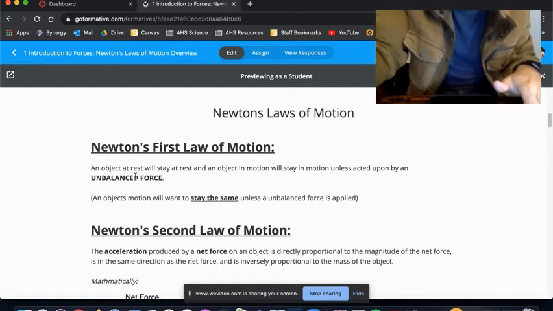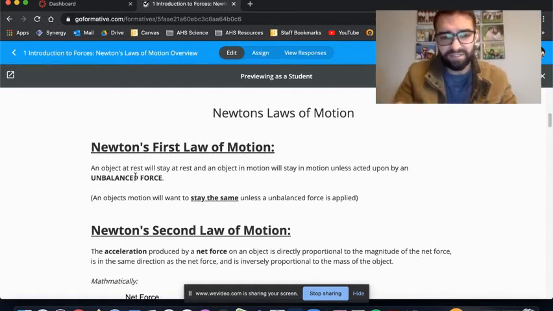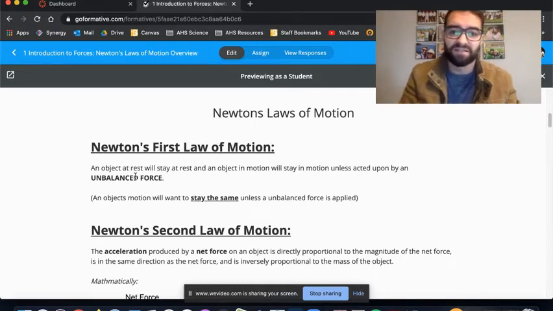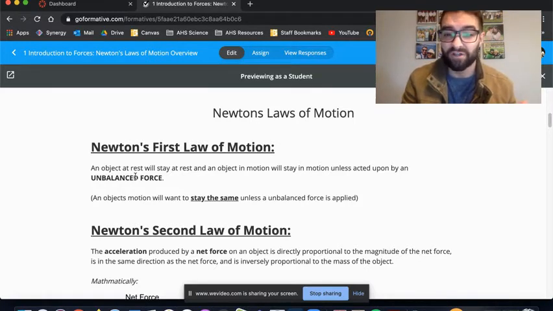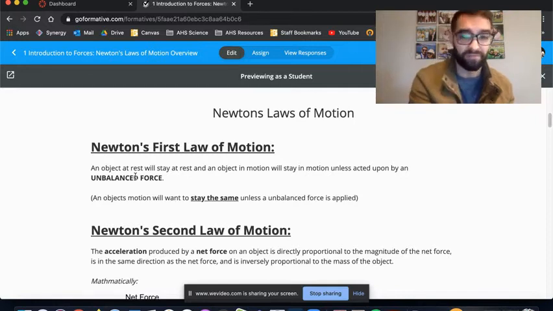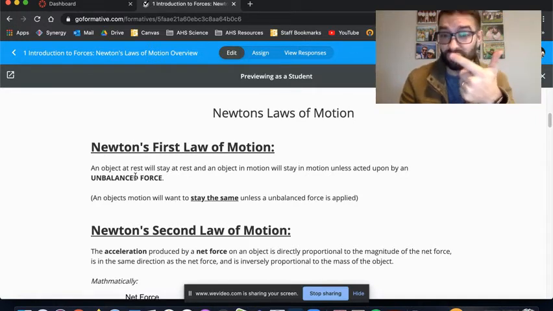So the opposite, though, is true. An object in motion will stay in motion unless acted upon by an unbalanced force. This is something we don't see on Earth very often because there's always an unbalanced force when something is going in motion, like friction or drag.